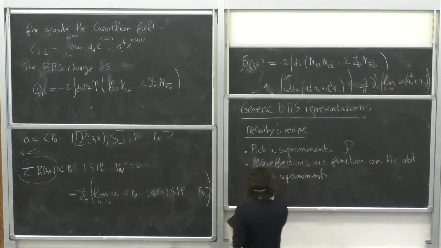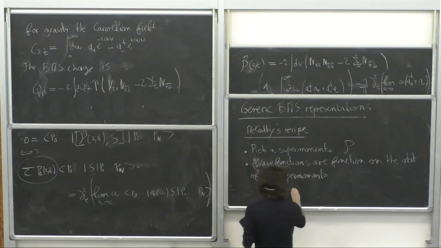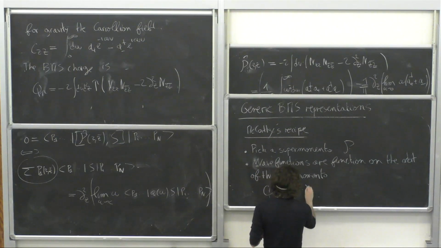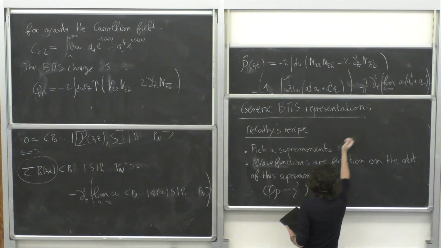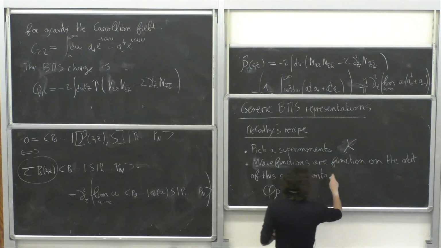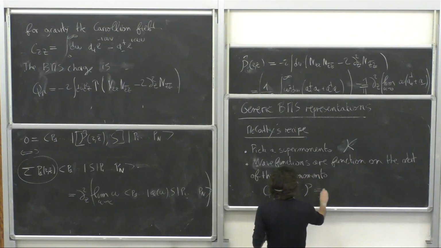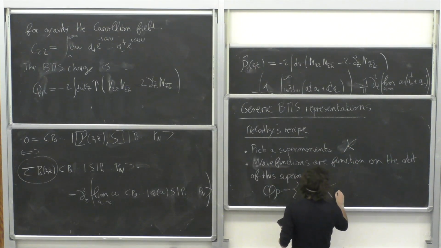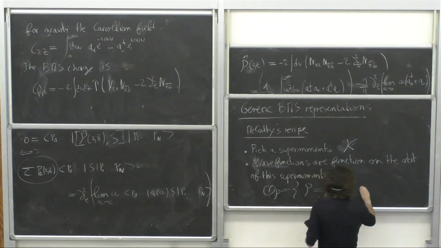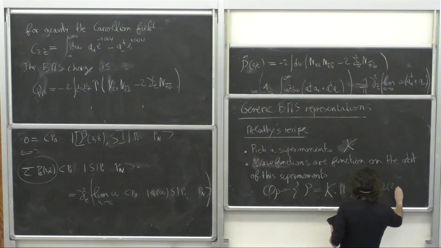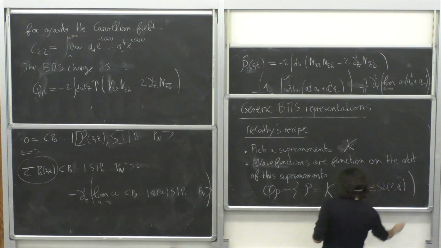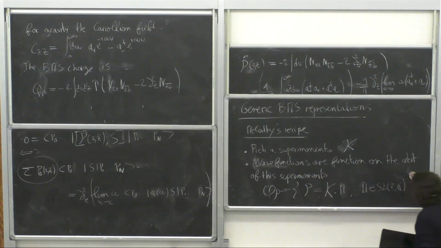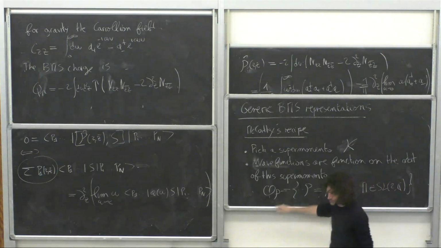So the orbit O of curly P is the space of all supermomenta. Let me call it K. Curly K is some reference supermomenta. And so they are all the P's which can be obtained from K by acting with an element of the Lorentz group, M in SL2C. So in particular, wave functions are functions on the orbit.